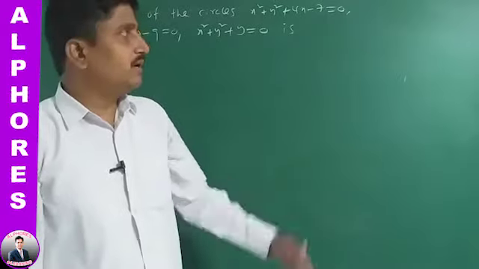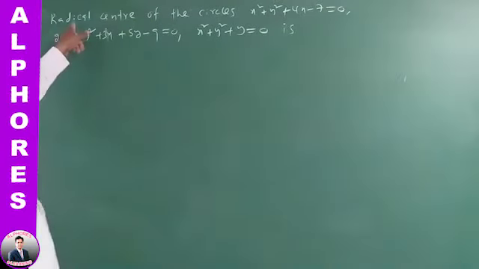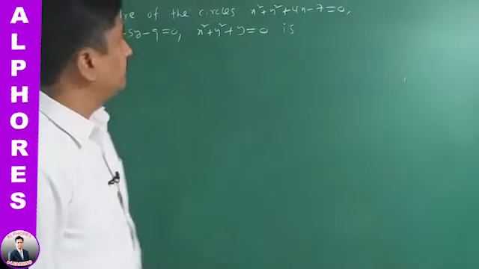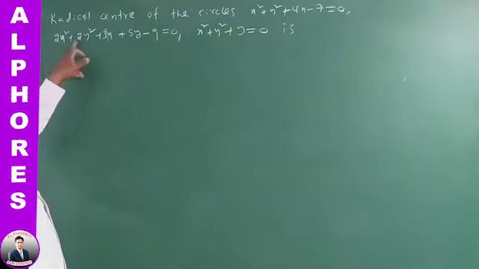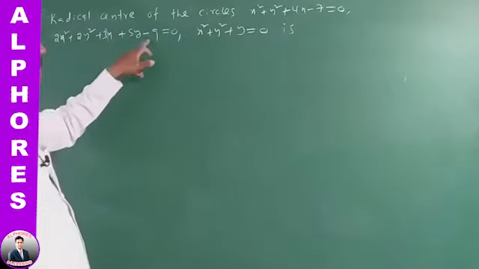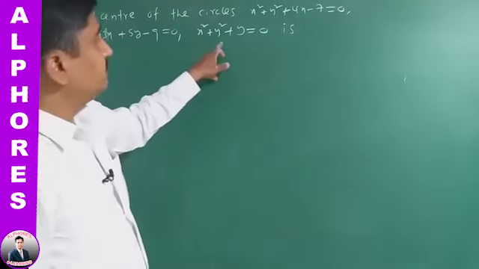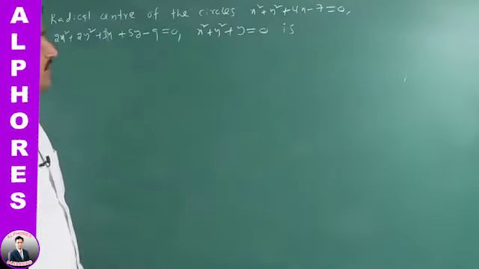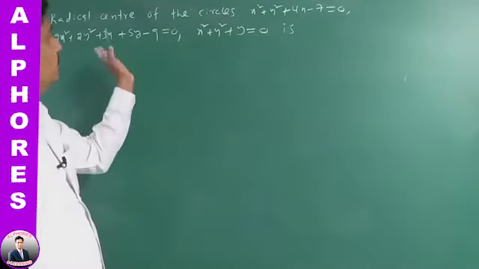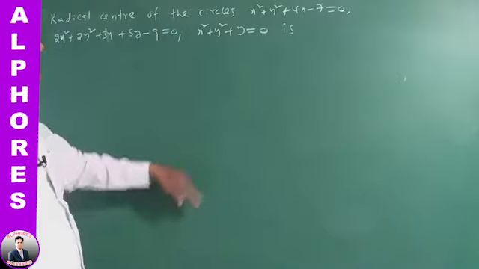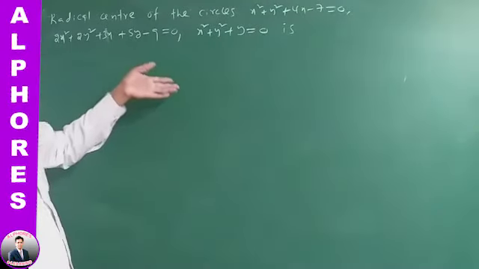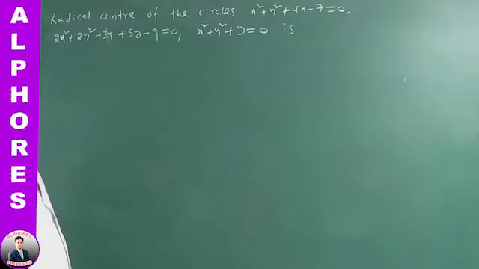Okay, now a problem on radical center. Find the radical center of the circles x square plus y square plus 4x minus 7 equal to 0, 2x square plus 2y square plus 3x plus 5y minus 9 equal to 0, and x square plus y square plus y equal to 0. We know that the point of intersection of the radical axes of these three circles is the radical center of these three circles. Here, first find the radical axes, any two radical axes of these three circles.